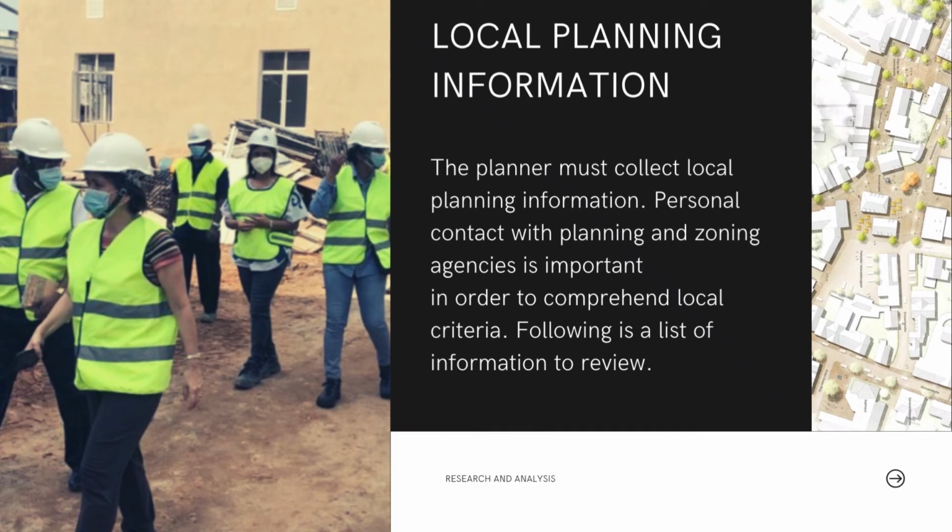Next here is the local planning information. The planner must collect local planning information. Personal contact with planning and zoning agencies is important in order to comprehend local criteria. Following is a list of information to review.